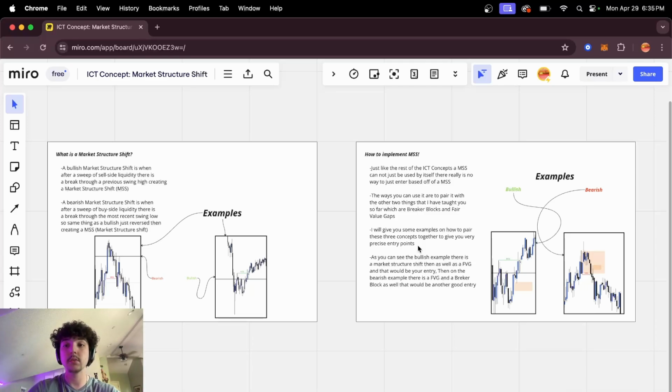But here's what I don't want you to do. I don't want you to see a market structure shift and then immediately enter into a position. If you don't see a fair value gap, if you don't see a breaker block, or it doesn't tap into the breaker block, or it doesn't tap into the fair value gap, do not place that trade. Listen to me very carefully. If it doesn't happen at an order block, and if it doesn't tap into a fair value gap, or either one of those by itself, do not take a trade. Just stay away from trading that, because that's not an optimal entry point, right?